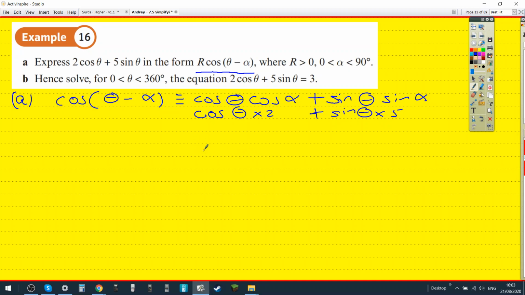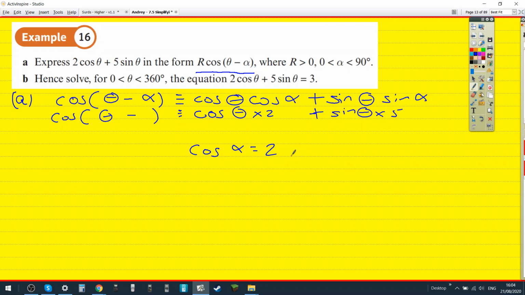And so construct equations. Sorry, how do we know that? Cos(theta minus alpha) is the same as this, yeah? We want to write this thing. I just wrote this as cos theta times 2 instead of 2 cos theta. So we want to change this into the form cos(theta minus something). What do you know about cos alpha and 2? That they're the same. So cos alpha equals 2, so alpha is equal to arc cos of 2.